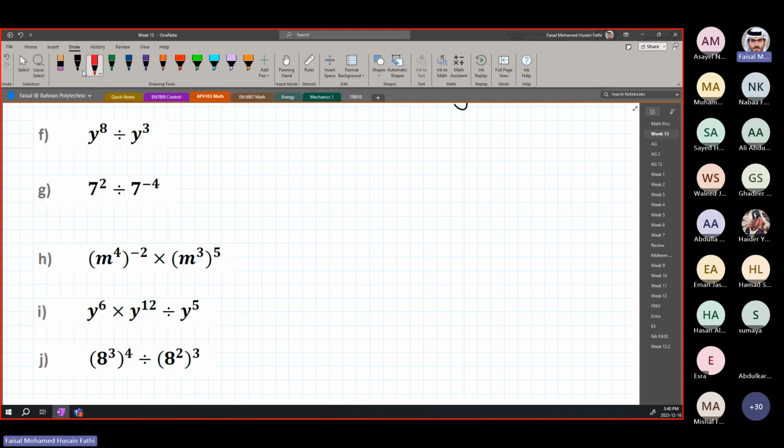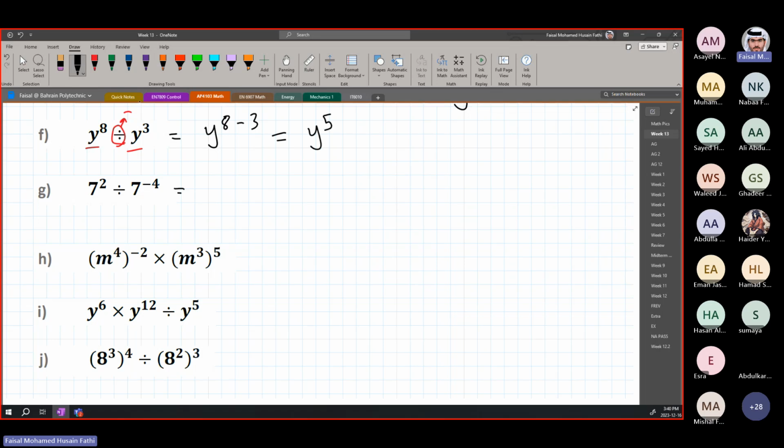Now, why here do we have division? So remember, multiplication was addition, right? Here we have division. What does division mean? Division means subtraction. Simple. Multiplication means addition. Division means subtraction. We have the same base. So y to the power of 8 minus 3, y to the power of 5, and we're done.